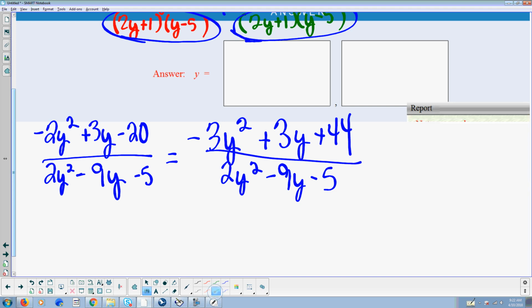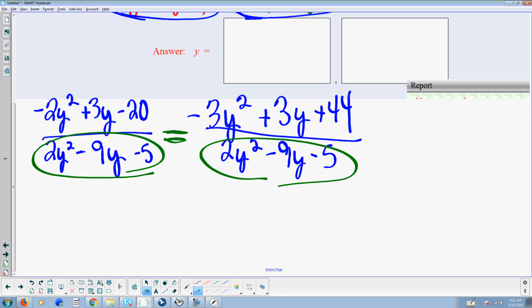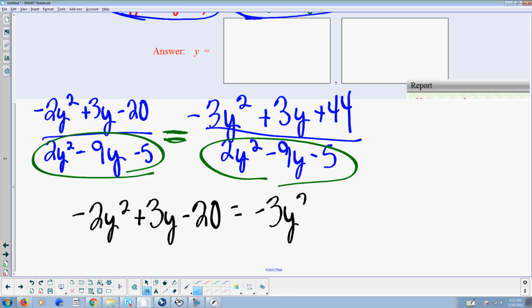Well, since we have matching denominators, and this is said to be equal, if the denominators are equal, then the numerators also have to be equal. So since the denominators match perfectly, I don't have to work with them anymore. Now I can just set the numerators equal and solve. So we have negative 2y squared plus 3y minus 20 is equal to negative 3y squared plus 3y plus 44.